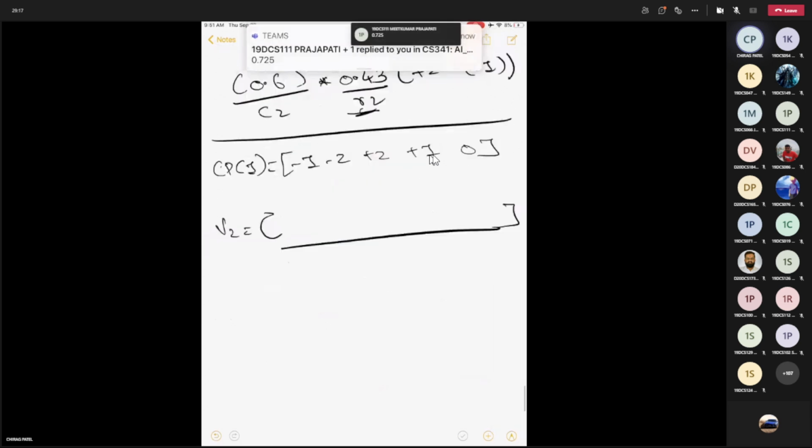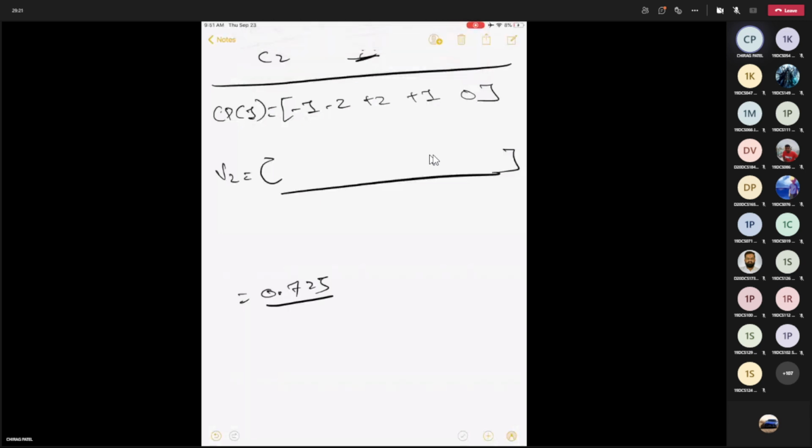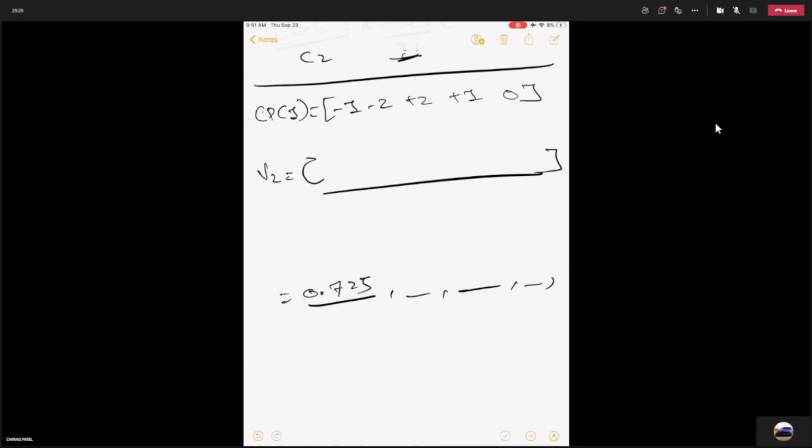Okay, one answer is 0.725. What are the other 4 values? This is a tedious task, I know, but honestly, you need to understand it. In the exam I am never going to give you 5 iterations. I might give you 1 iteration, because obviously 5 iterations take a huge amount of time.